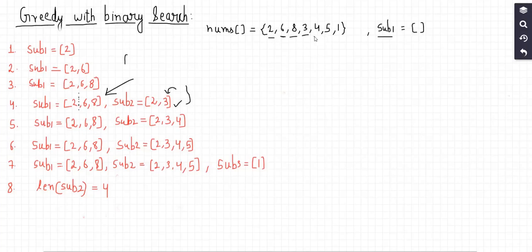Now we move to the next element, that is 4. Here you can see that we cannot insert 4 in this subsequence because 4 is less than 8, while we can insert 4 in this subsequence because 4 is greater than 3. Hence this subsequence becomes 2, 3, 4. Then we move to 5. We cannot insert 5 here again, but we can insert 5 in the second subsequence because 5 is greater than 4. So the subsequences become 2, 6, 8 and 2, 3, 4, 5.